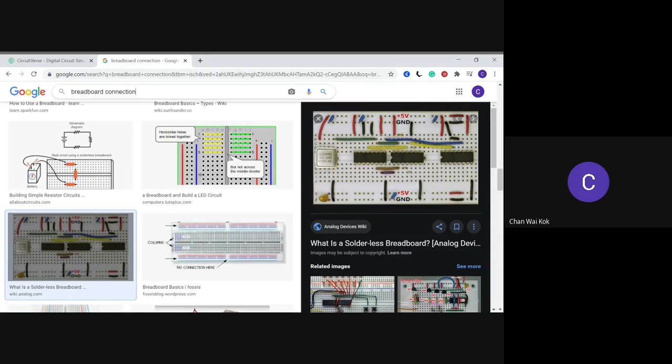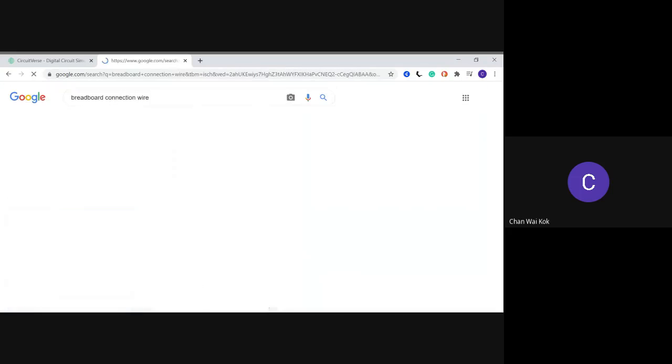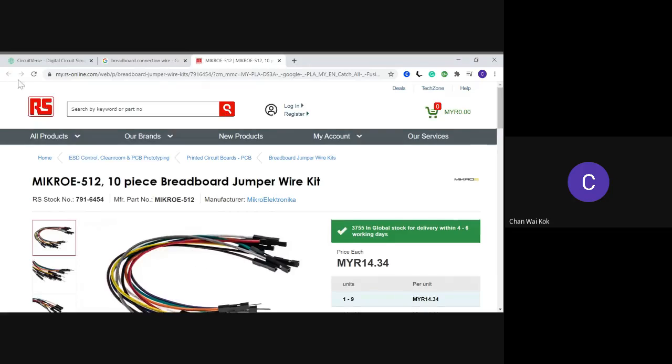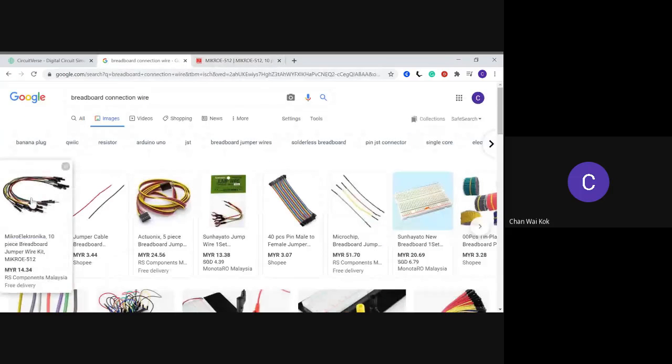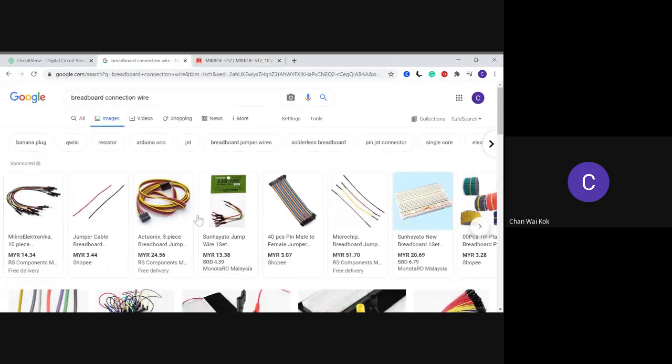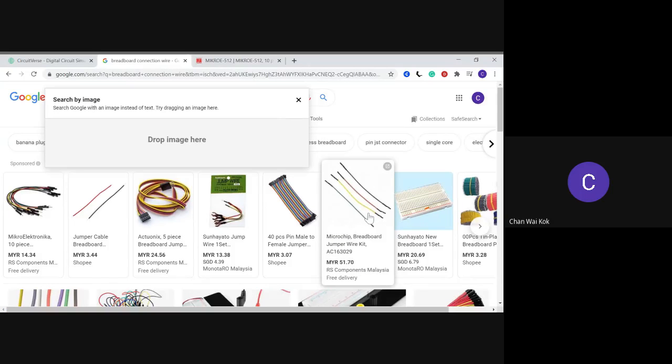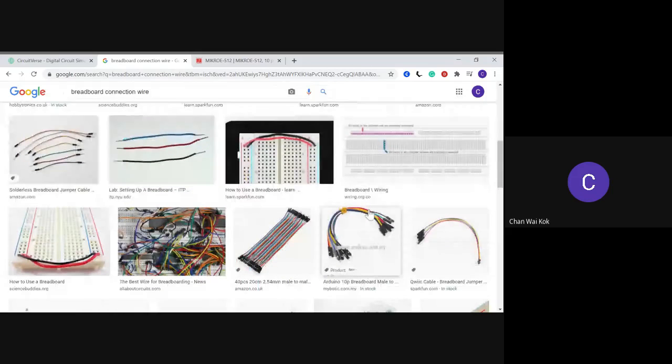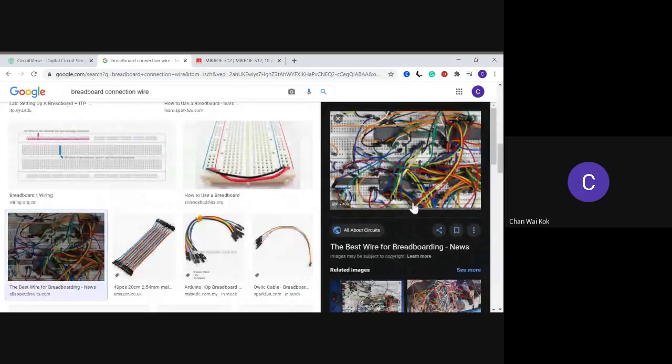Breadboard connecting wire. These are the wires you use to connect the breadboard. What else do you want to ask? This is how it looks in the lab. It looks as messy as this. But this is an advanced microcontroller class, I think. So many chips, and the size is so big.